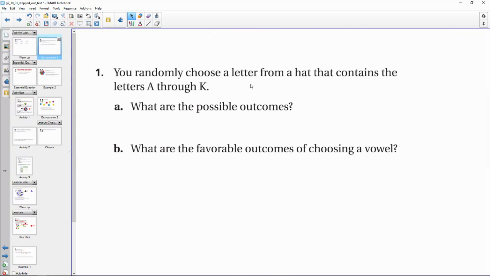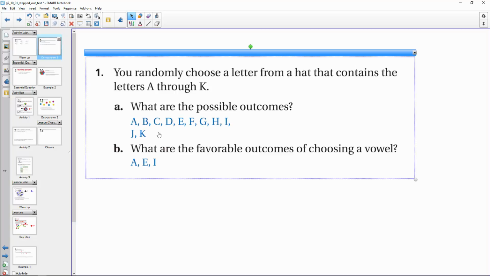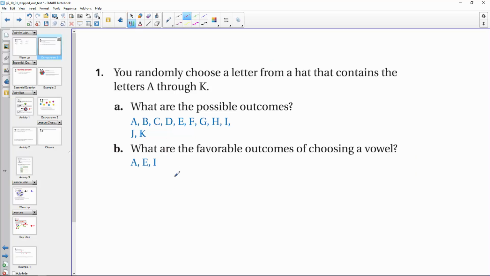So you randomly choose a letter from a hat that contains letters A through K. What are the possible outcomes? Well, A, B, C, D, E, F, G, H, I, J, K, right? What are the favorable outcomes of choosing a vowel? Well, there's A, E, I. So my fraction that I have here, my chance of pulling out this is my possible outcomes, which would be 11. And there's 3 out of 11. So I have a 3 out of 11 chance of winning this game.